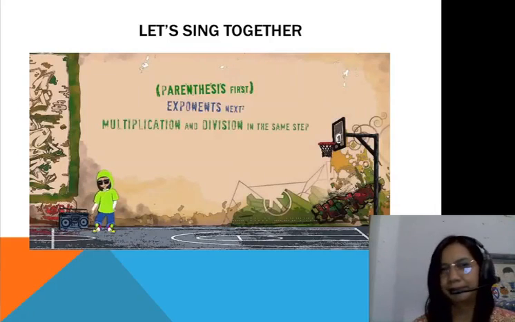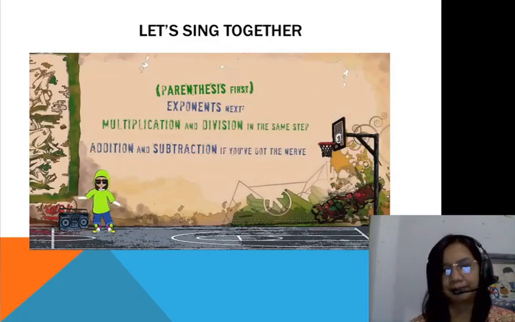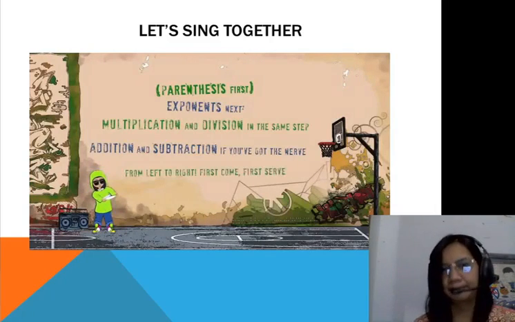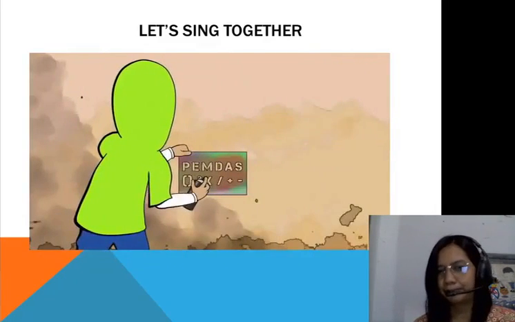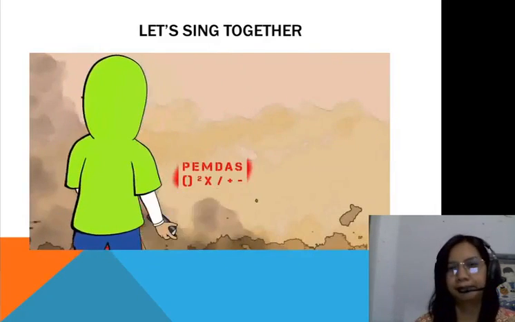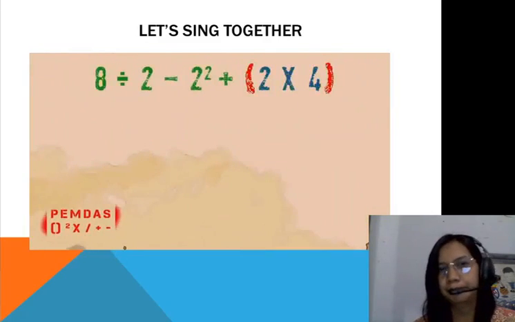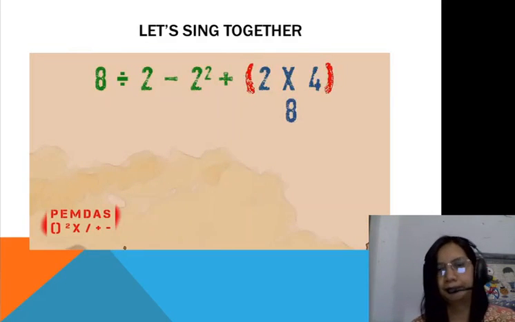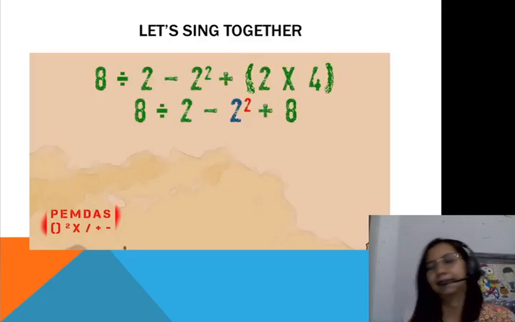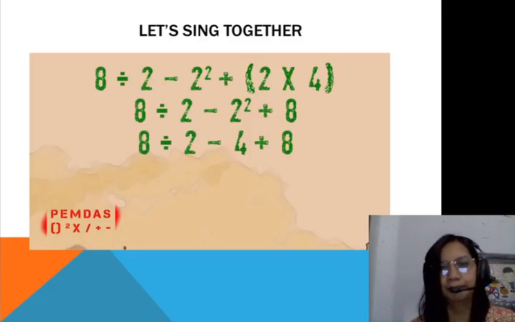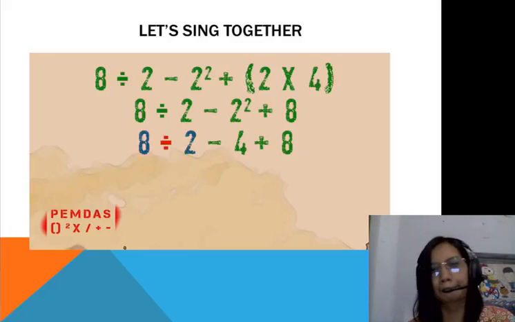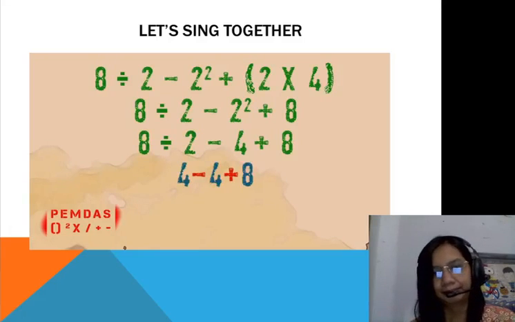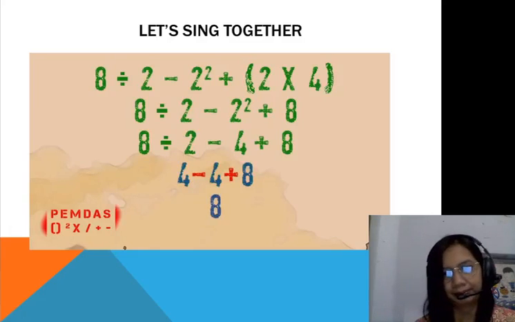Multiplication and division in the same step. Addition and subtraction, if you got the nerve. From left to right, first come, first serve. Parentheses first, 2 times 4, the product's 8. Are you ready for more? Exponents next, 2 squared is 4. Let's move down like we did before. Time to divide or multiply. Let's see what we got. Take a look at the signs. Divide the 8 by the 2. The quotient's 4 and we're almost through. It's finally time to add or subtract. 8's the answer and that's a fact.